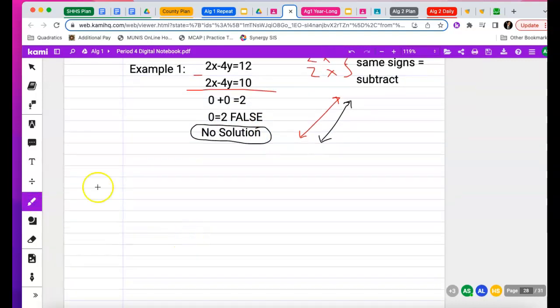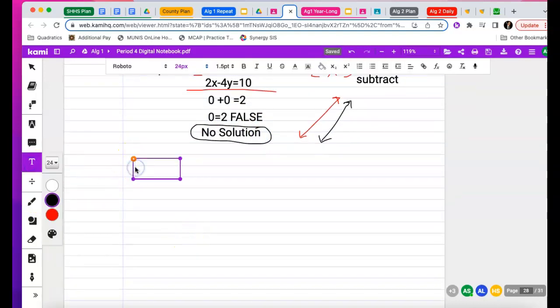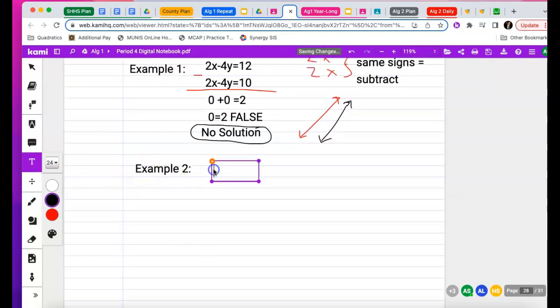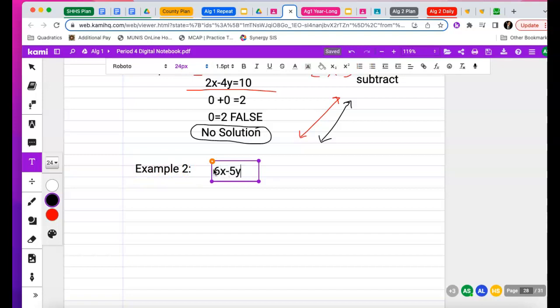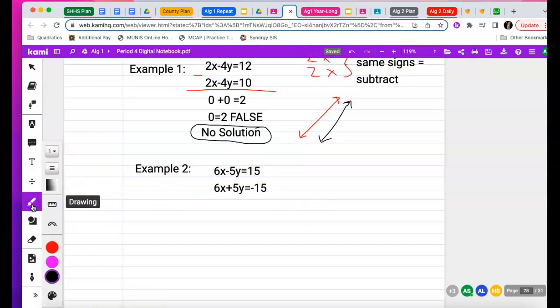All right, let's go ahead and look at another example. Example 2. So for this example, I want to solve the equation 6x minus 5y is equal to 15, and 6x plus 5y is equal to negative 15. So we're going to solve this using the elimination method.